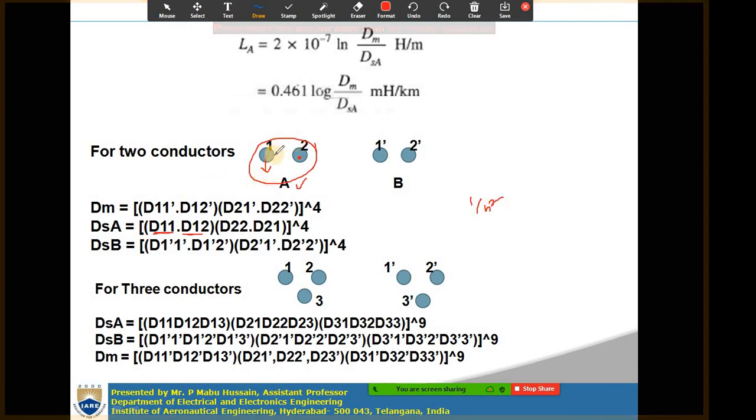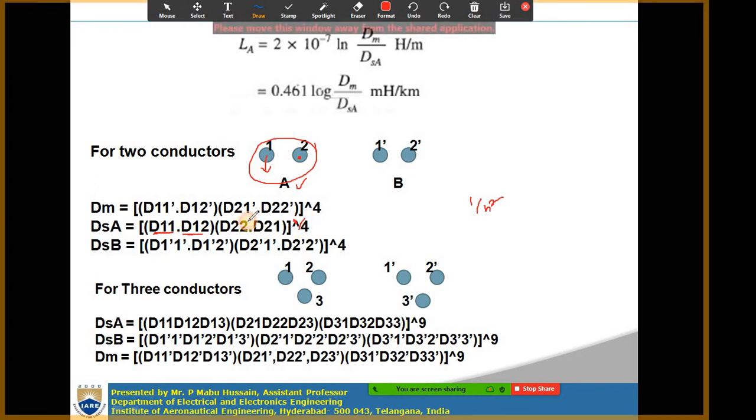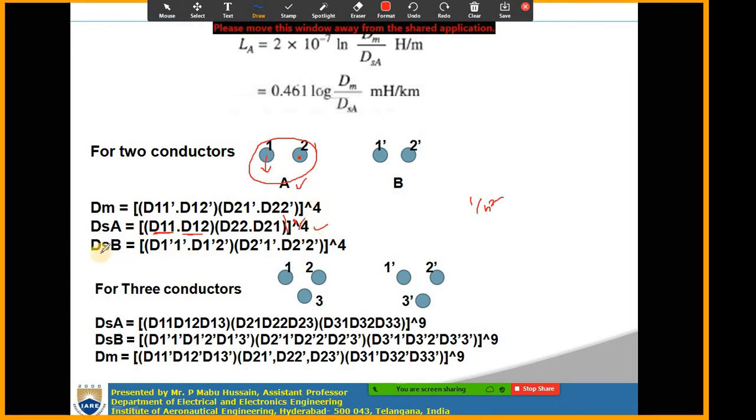Here n is the number of strands in a conductor A, as here there are 2, square is 4. So, here also you will have whole power 1 by 4. Here this is 1 by 4 in all the terms. In a similar way, if you write for conductor B self GMD, self means you have to consider only that particular conductor and strands in that particular conductor.